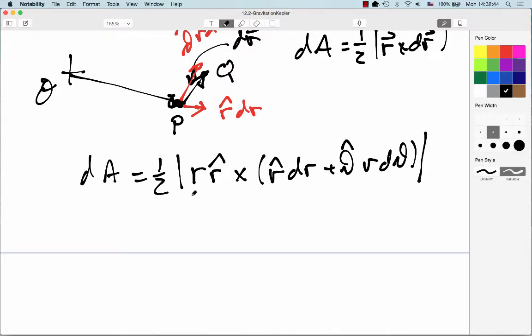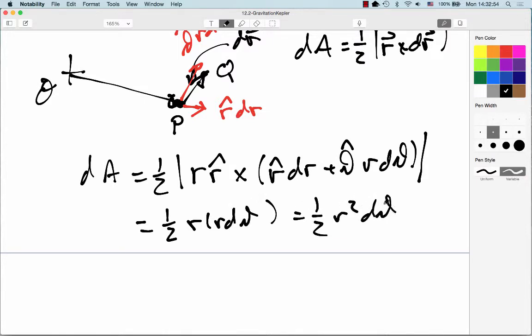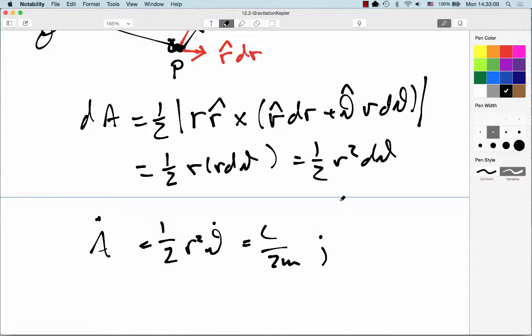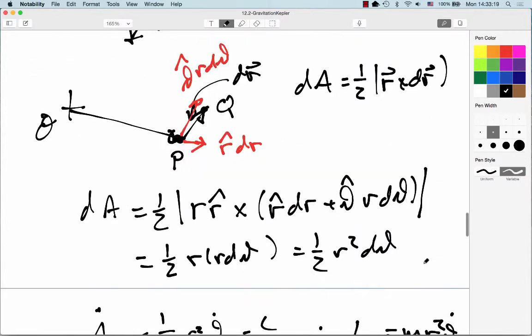So the magnitude of that is just going to be 1. So we're left with 1/2 r times r d theta, or 1/2 r squared d theta. So our areal velocity, remember, is 1/2 r squared theta dot, so all over 2m. So we can conclude that L is equal to m r squared theta dot. It's a nice little side note there. All right.